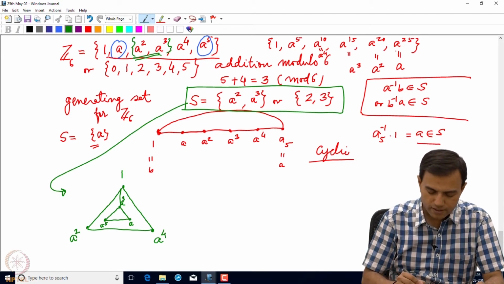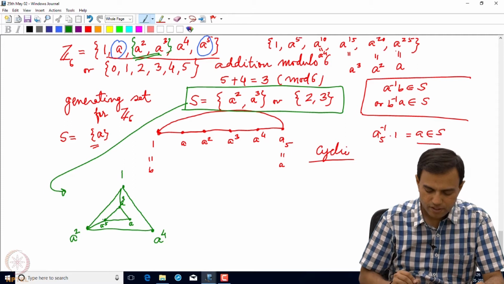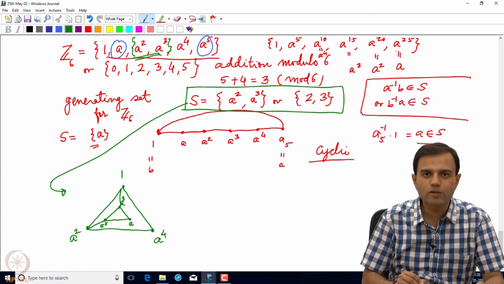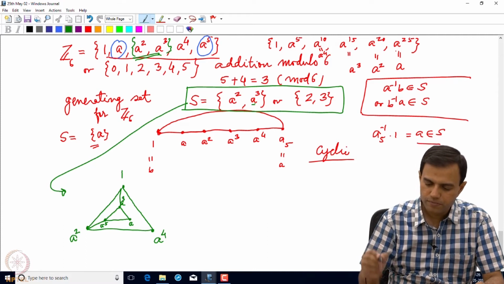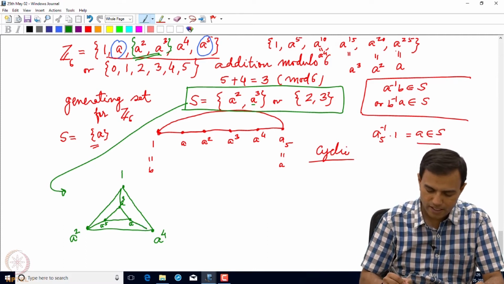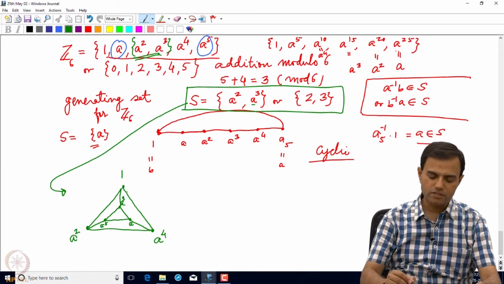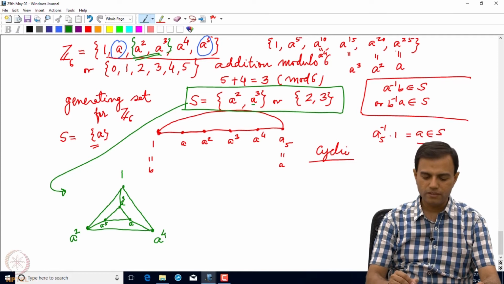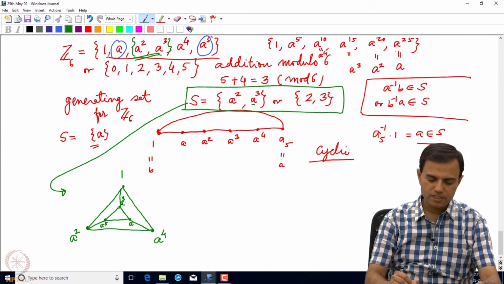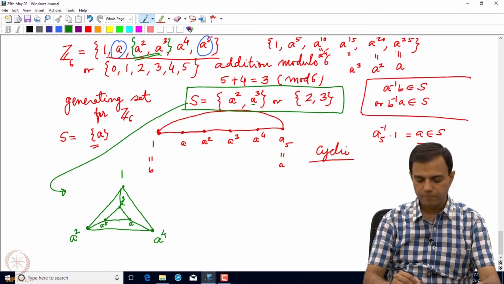And I'll also connect A square with A5 because A to the power minus 2 times A to the power 5, which is A cube, actually belongs to S. And similarly, I do like this. So the Cayley graph turns out to be a triangle, another triangle, and all these vertices getting connected by an edge to the outer vertex.